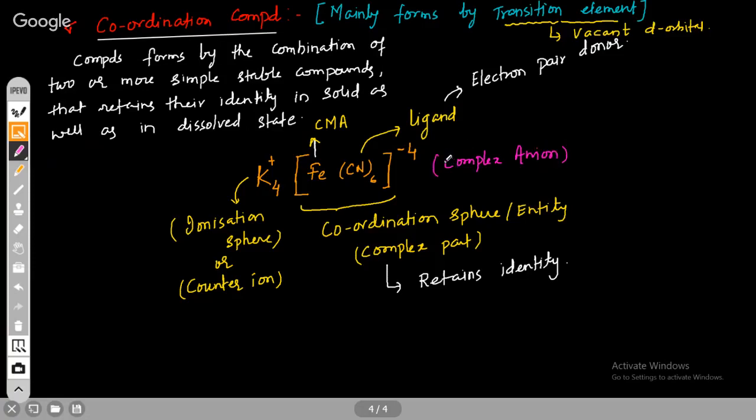Similarly, we can have a complex cation also. Both possibilities exist, in fact all three possibilities. One example of a complex anion we have seen. For a complex cation, take this molecule: [Co(NH3)6]Cl3, with Cl3 outside the bracket. Here you see Cl minus, so -3 from the chlorides and +3 on the complex part. The complex part has a positive charge, and hence we call it a complex cation.